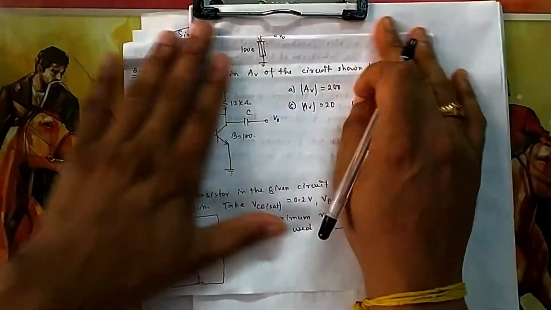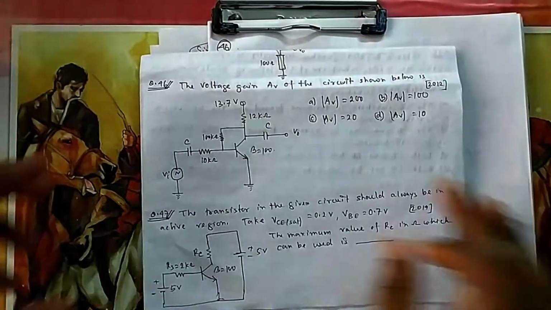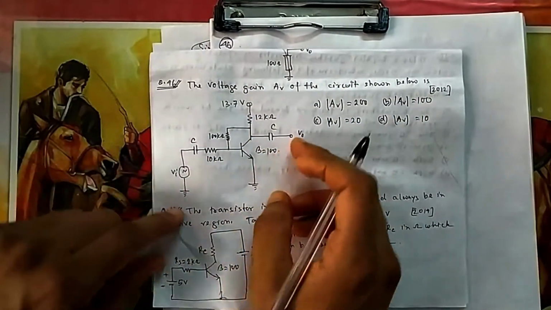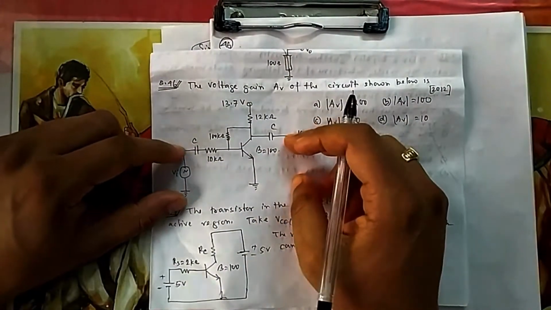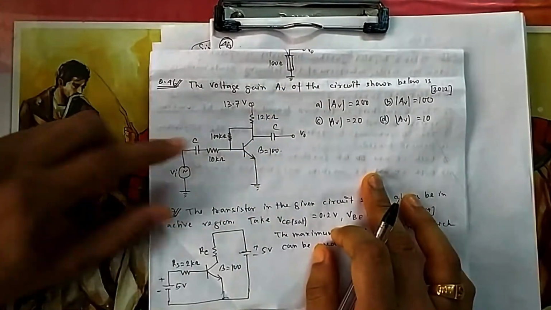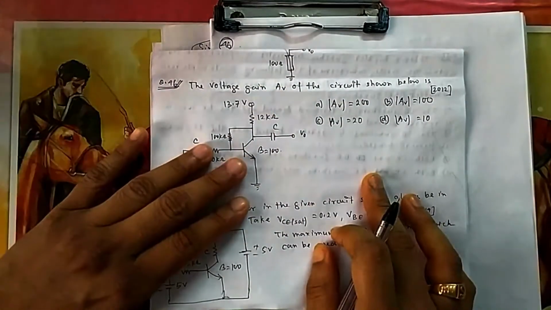So if you see question number 46, what they are asking is the voltage gain AB of the circuit. Now here you need to do, because it is not simple biasing now. Because input is given and output is given, it is an amplifier question. They are asking you AB, so for that you need the hybrid parameter or H model of this transistor.